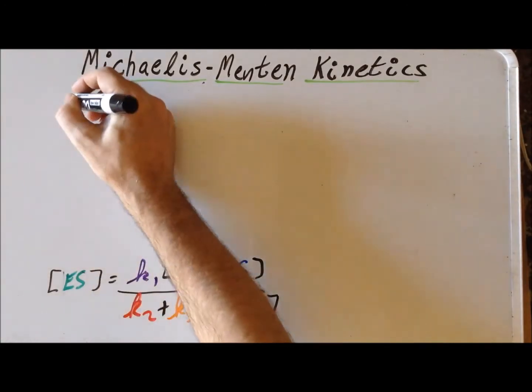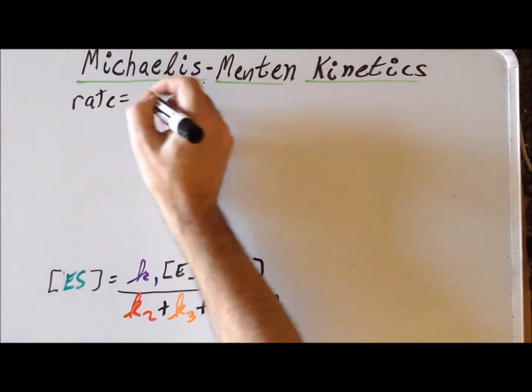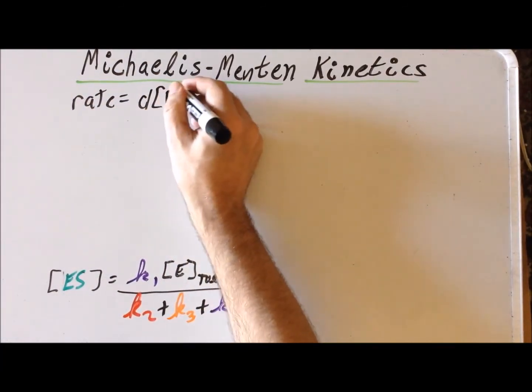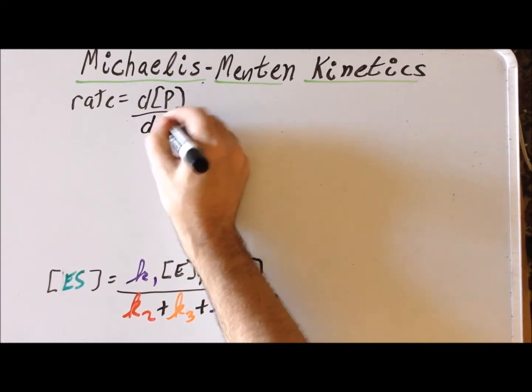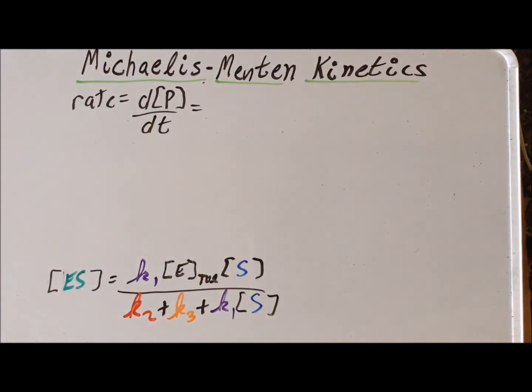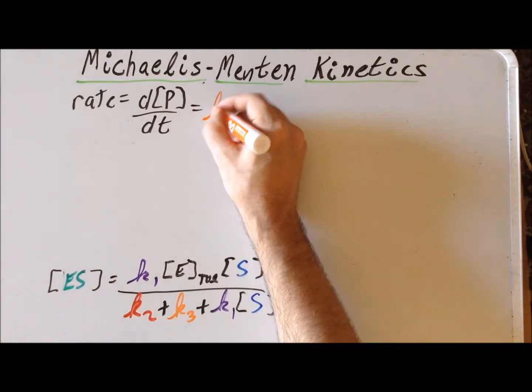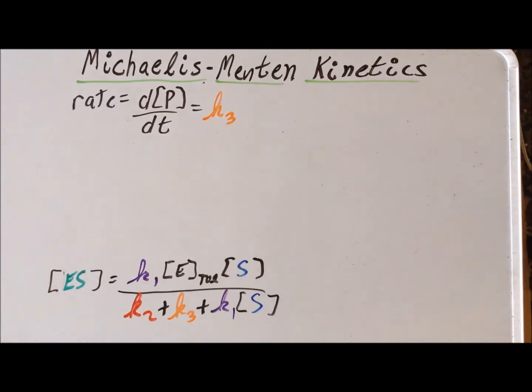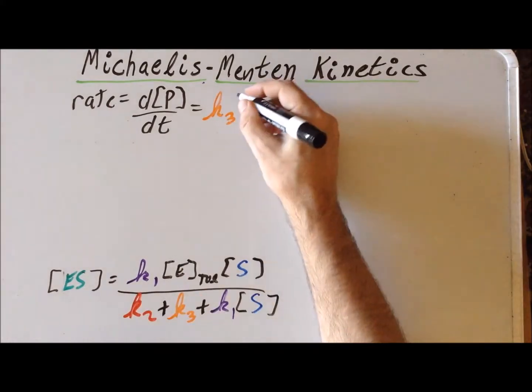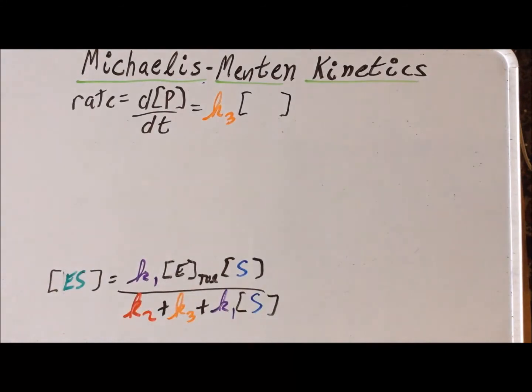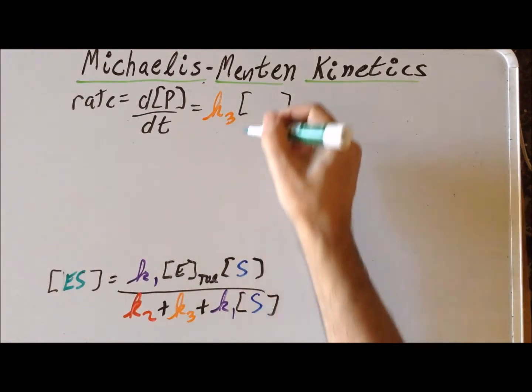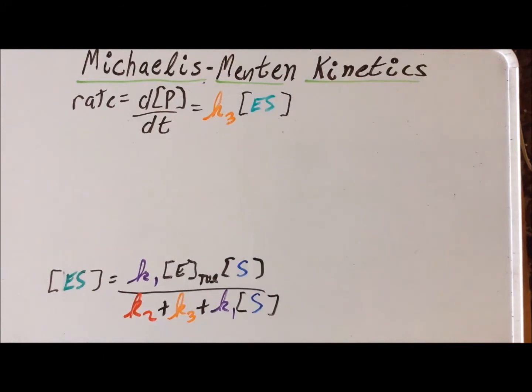The overall rate is equal to the change in the concentration of the product as a function of time. And we know from the second step of our Michaelis-Menten kinetics that this is equal to K3 times the concentration of the enzyme-substrate complex, ES. Now, since we've developed an expression for that, we can simply substitute that into here to get an expression for the overall rate for enzymes undergoing Michaelis-Menten kinetics.